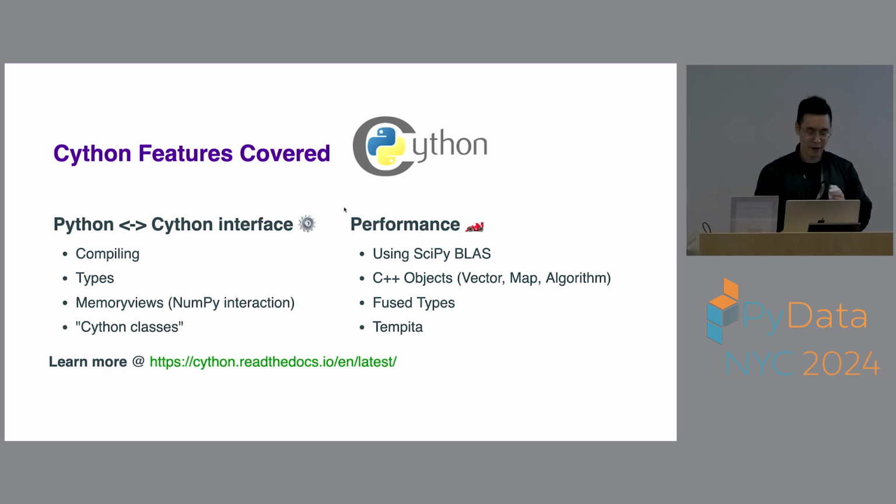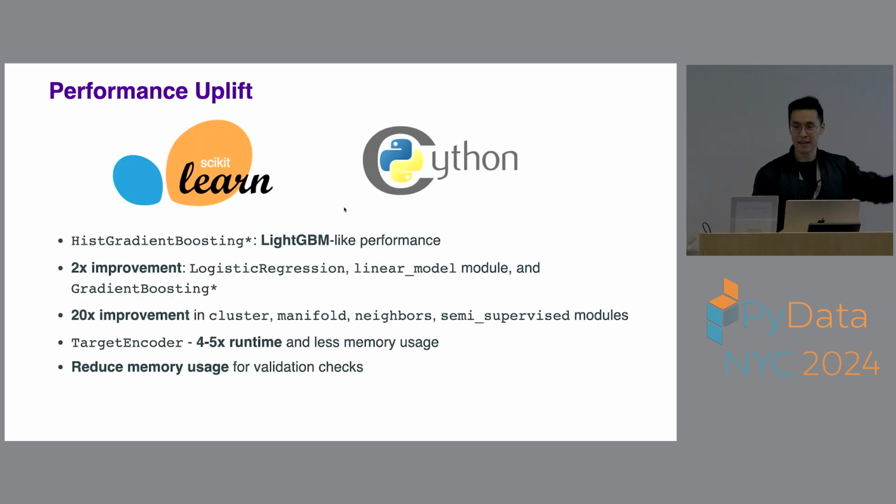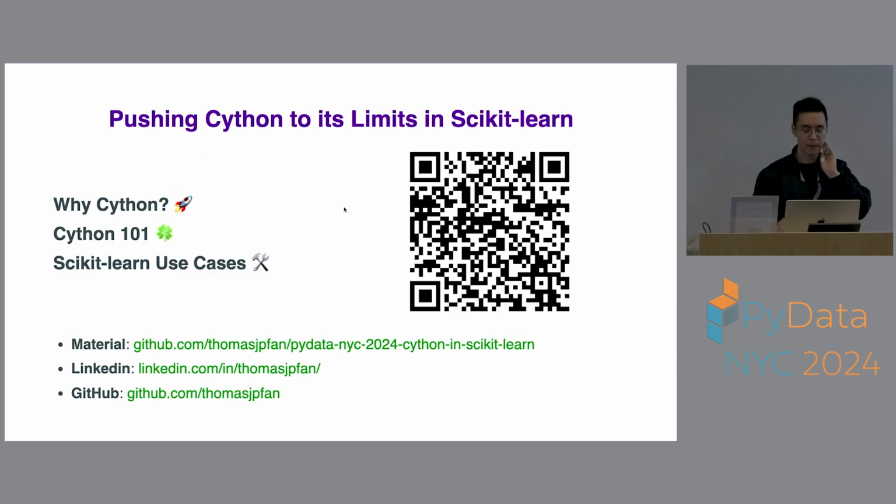So I want time for questions. This part, we covered a lot. It went pretty quick, but there are lots of Python-side interfaces and lots of things we do in Scikit-learn for performance reasons. Remember, these are the ideas we talked about, the reason why Scikit-learn does performance, and all these benefits we get. But yeah, that's my talk, pushing Cython to its limits. This QR code has slides and materials online. Check it out. Thank you all for listening.